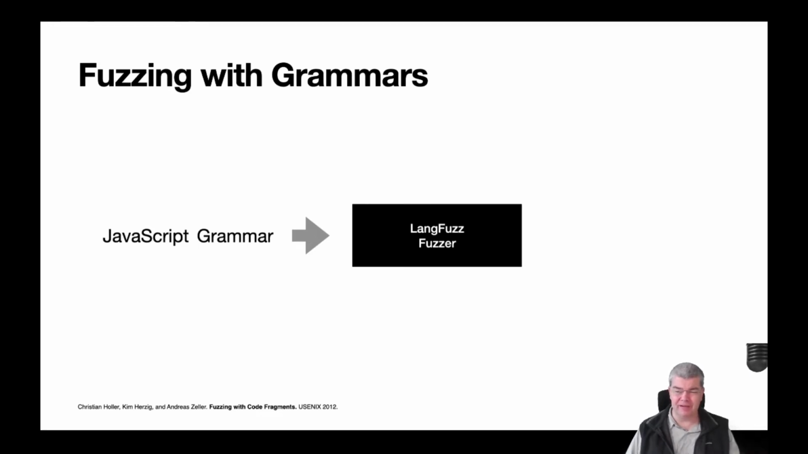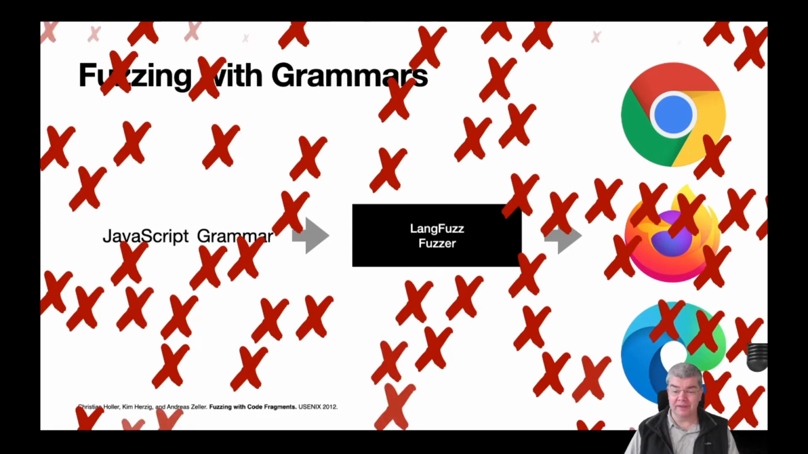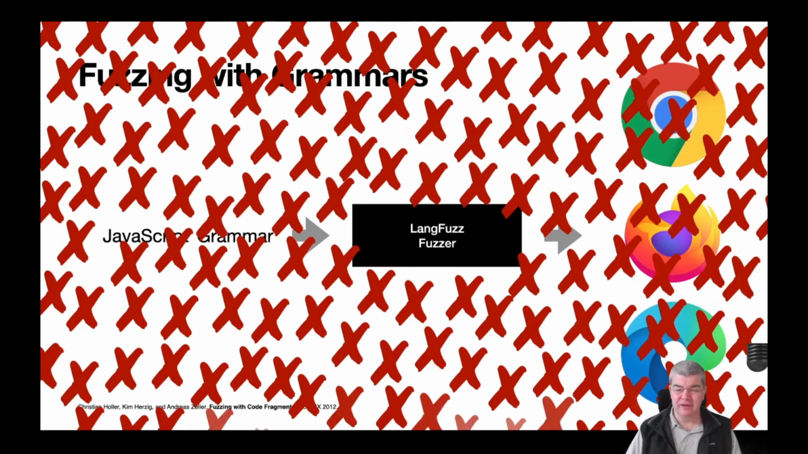And then the fuzzer happily produces JavaScript code, which then is fed into the JavaScript interpreters of Chrome, of Firefox, and Edge, and more browsers. And actually, we happily found bugs in all of them. And not just one bug. So far, langfuzz has found more than 2,600 confirmed and fixed bugs in all these browsers.